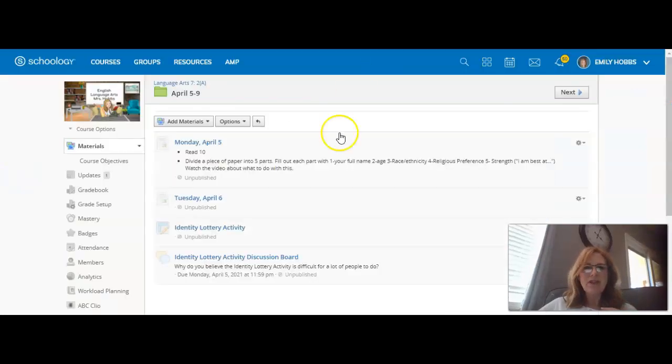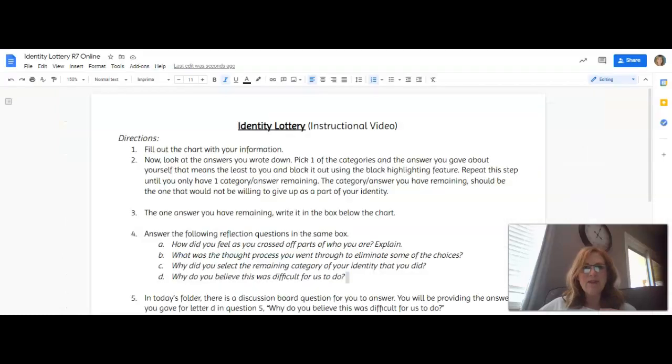When you open up Schoology, you're going to see an activity called the Identity Lottery. This is our little kickoff activity. When you open it up, it's going to look like this. I'm going to go ahead and read this to you.